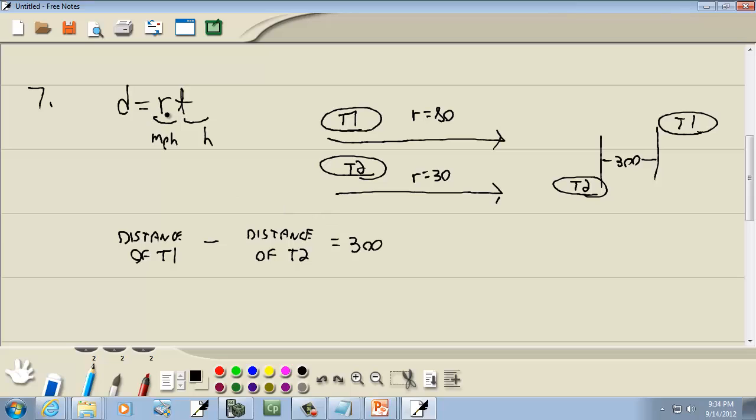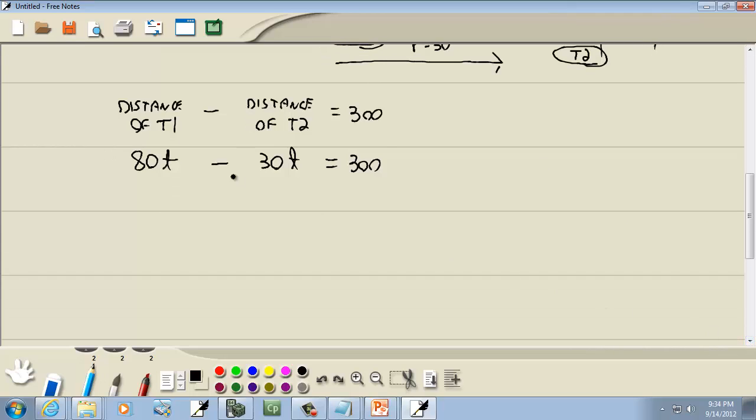Well, now distance is given by this formula, R times T. Now they've been going the same time, so T for both of them is going to be the same. This one's R is 80, so I'll put 80 in for the R, and this will be T for your time, minus, this one's going 30 miles per hour, so this would be 30, and then T is still just T, and that's equal to 300. So again, we're looking at the rate times time of each one of these. That's what gives us the distance it's gone. Well, 80t minus 30t is 50t.